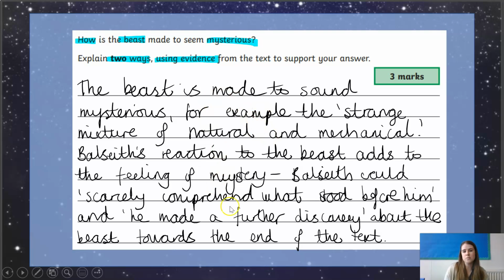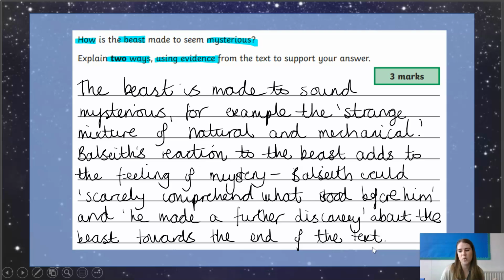So you can see in there I used my 2 different examples. Now I did almost like a point and an evidence. So I put that the beast is made to sound mysterious. That's my point. My evidence there is strange mixture of natural and mechanical. So I got a quote. My other piece of evidence I put in there was Bolseith's reaction to the beast adds to the feeling of mystery. So that's my point. I've got a human reaction and I've given evidence. And I've used a quote from the text. He could scarcely comprehend what stood before him and he made a further discovery.